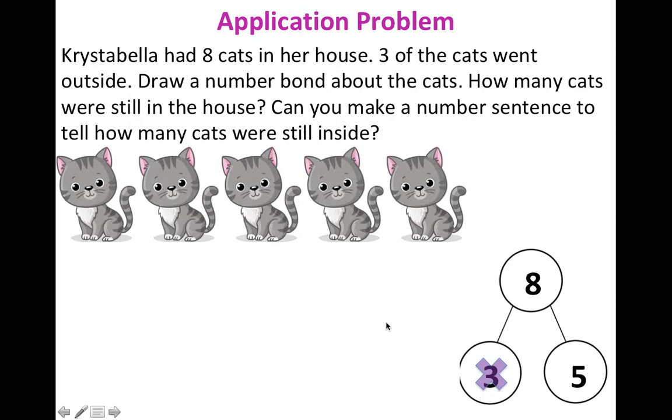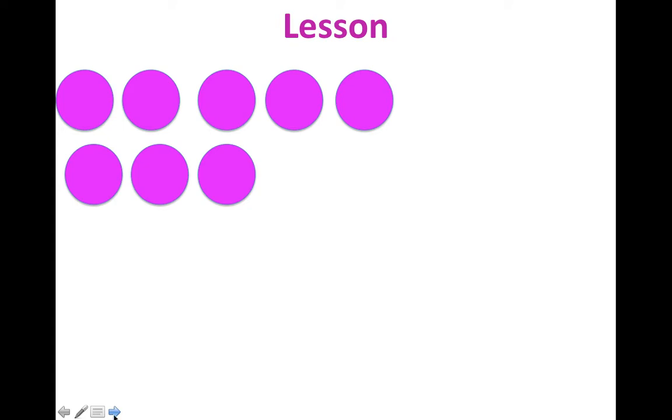So the number sentence that will match our number bond is 8, because that's the number of cats we have altogether. Since it's a subtraction problem, we have to use a subtraction sign. And we took 3 cats because the story says 3 cats went outside. So I'm going to show that 3 cats went outside. And the other part, or the answer, there are 5 cats still in the house. Since we did this together, you can put your materials aside and we will do our lesson.